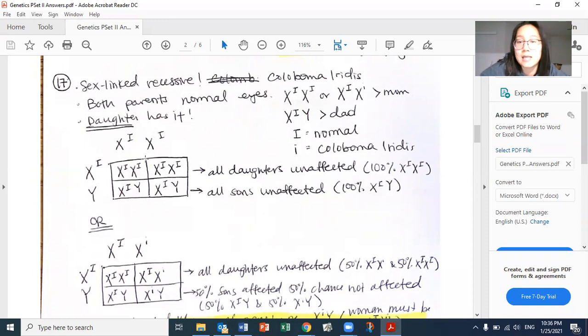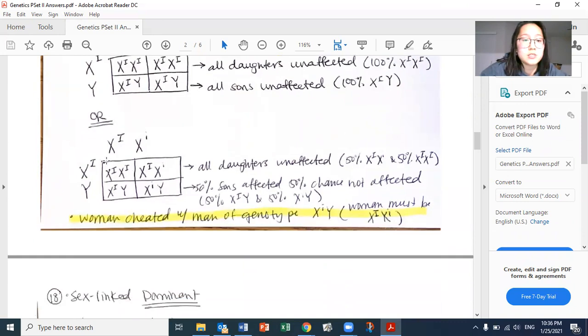The woman has to be X capital I, X lowercase i. So this is the bottom part, right? X capital I, X lowercase i is crossed with the man who is X capital I, Y. All daughters would still be unaffected in this case, right? 50% of them would be carriers and 50% of them would be homozygous dominant, which would mean none of the daughters would have the condition, because no matter if the mom gives the dominant or the recessive, the dad's always giving a dominant, which would cover any issues. We know that 50% of the sons would be affected and 50% wouldn't be, but we're not talking about sons right now. We're talking about the daughter, right?